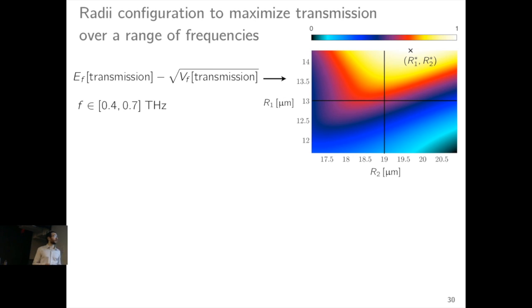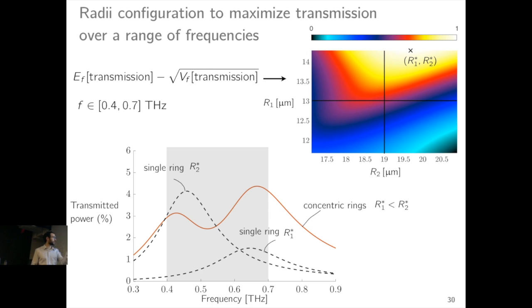Using these 2 radii, we can compute the frequency versus transmitted power. And as you can see, for the prescribed interval of frequencies, it of course shows more enhanced transmission as opposed to their single ring counterpart, which is essentially what we were looking for.